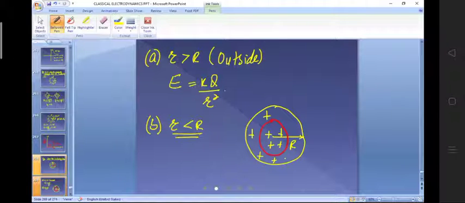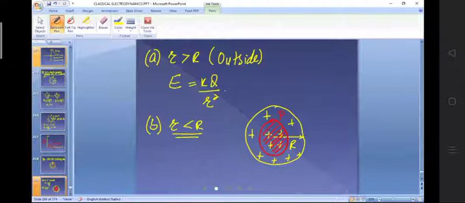Now electrostatic field at this point. For example, here we have point P, and we are interested in calculating electrostatic field at this point P. So electrostatic field at point P will be contributed by only this charge that lies inside, by this pulp, and not by the shell. You can get electrostatic field at this point.